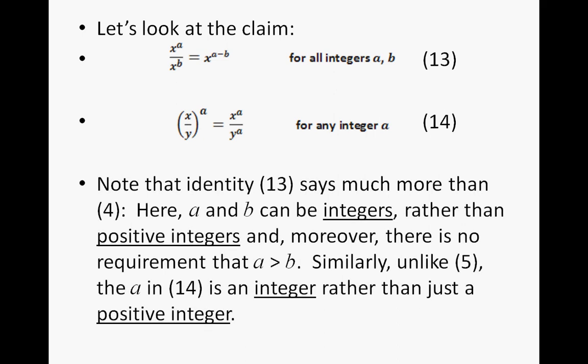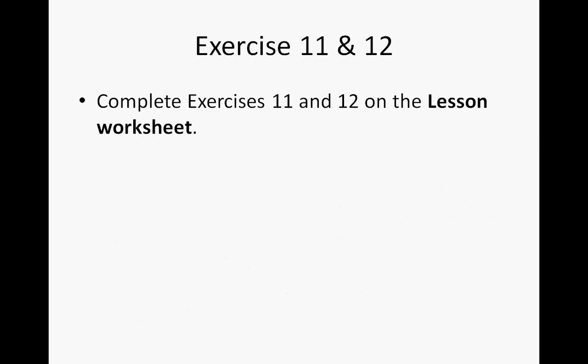So let's take a look at identity 13. It says much more than equation number 4. Here a and b can be integers rather than just positive integers, and moreover there is no requirement that a has to be greater than b. All right, so now a could be less than b, it doesn't matter. Similarly, unlike equation 5, the a in 14 is an integer rather than just a positive integer. So again, we're going to make these apply to all integers for a and b, and not just positive integers.